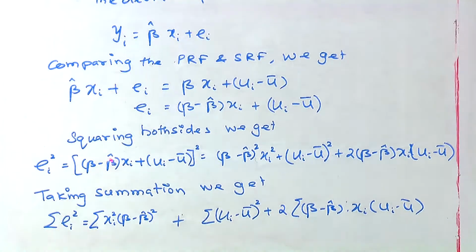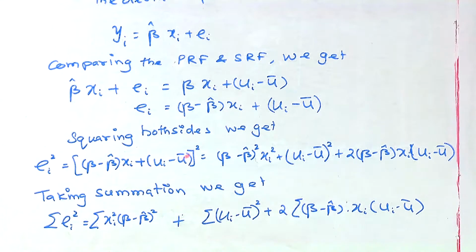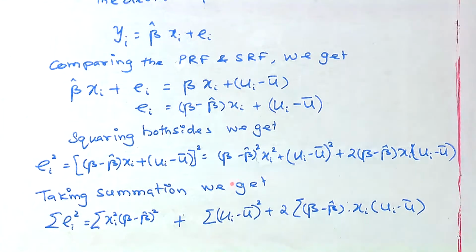We may use the (a + b) whole square formula. We get a square plus b square plus 2ab. So the first term squared, (β − β̂)xi, that is (β − β̂) square into xi square, plus (ui − ū) square, plus 2 into (β − β̂) xi into (ui − ū). So you get this expression.